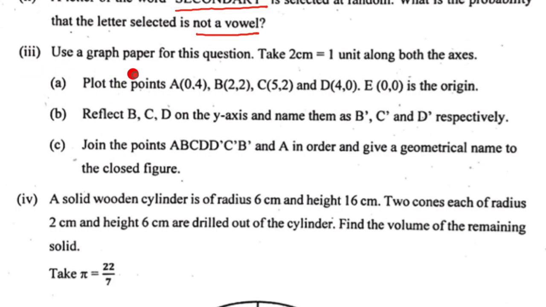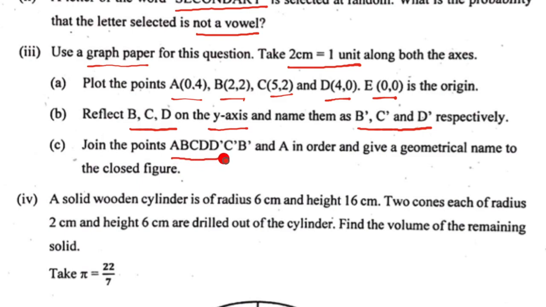Question 4, the third one. Use the graph paper. Take 2 centimeter equal to 1 unit along both the axes. Plot A, B, C, D, E, which is the origin. Then reflect B, C, D in y-axis and name them as B dash, C dash, D dash respectively. Join the points A, B, C, D, D dash, C dash, B dash and A in that order, and give geometric name to that closed figure. Now this is to be done on graph paper. Let's see how the graph paper looks like.